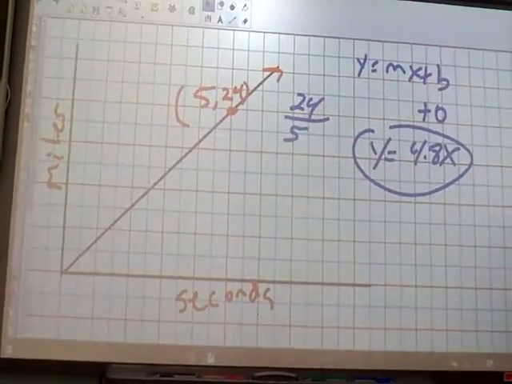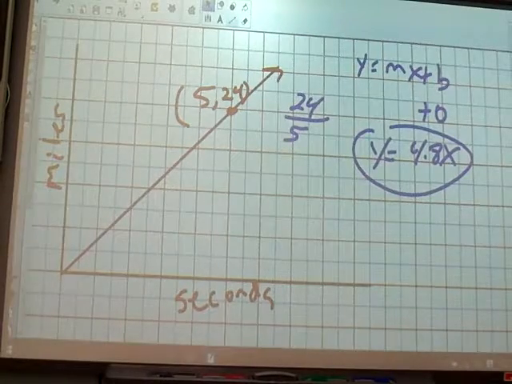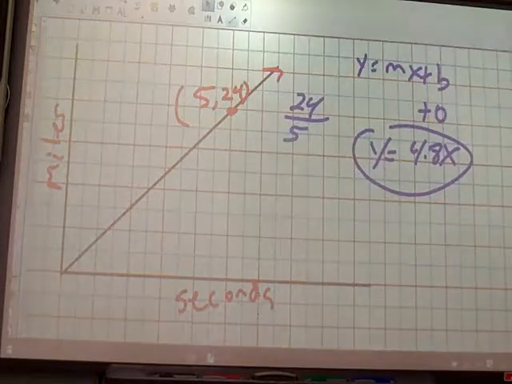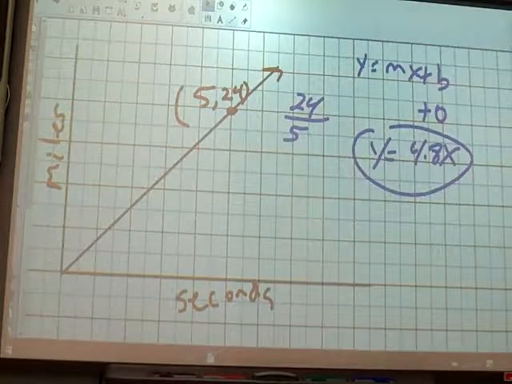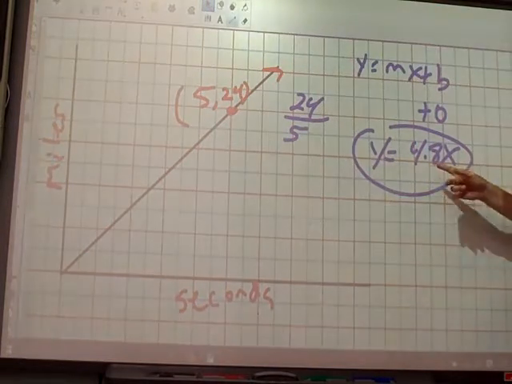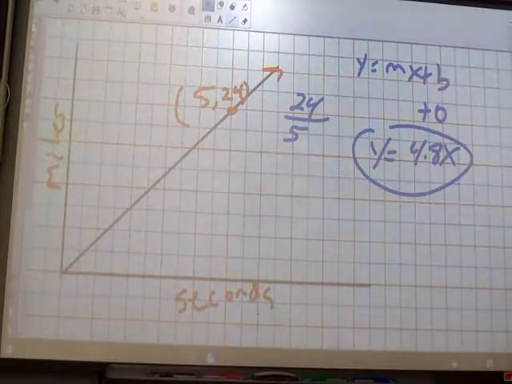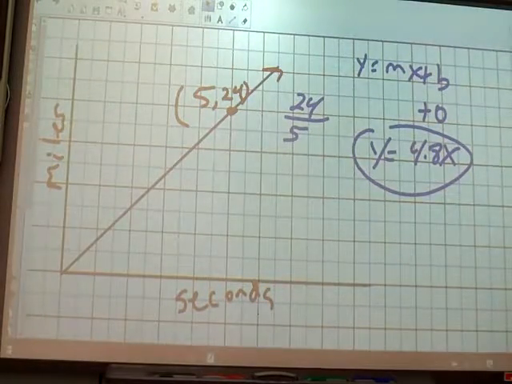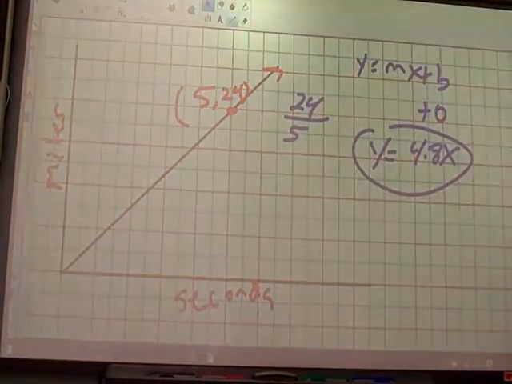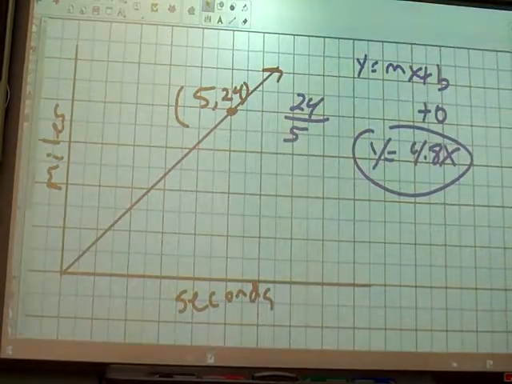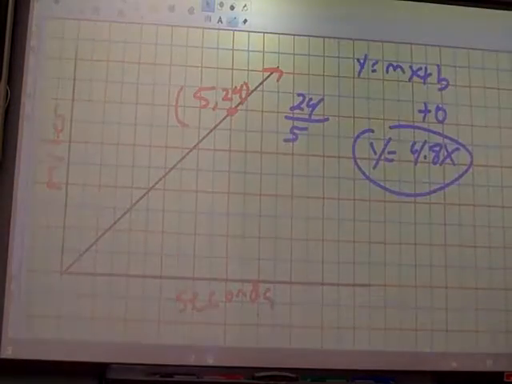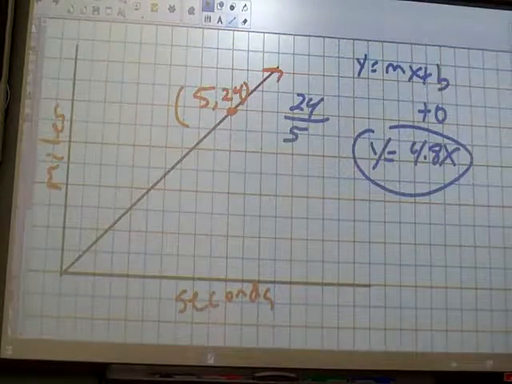My question to you still is, what does the 4.8 mean in relationship to this problem? Go ahead, Tori. That's exactly right. That asteroid is traveling 4.8 miles a second. Now, it's hard to imagine, but that's pretty fast. 4.8 miles in 1 second. So when I say it's already gone almost 5 miles. That's pretty fast for an asteroid.